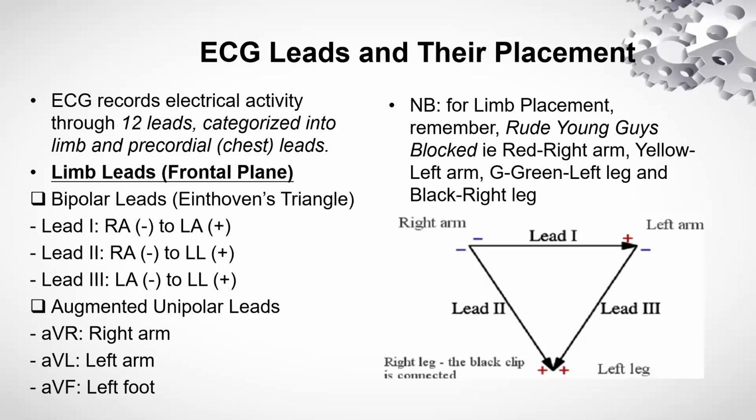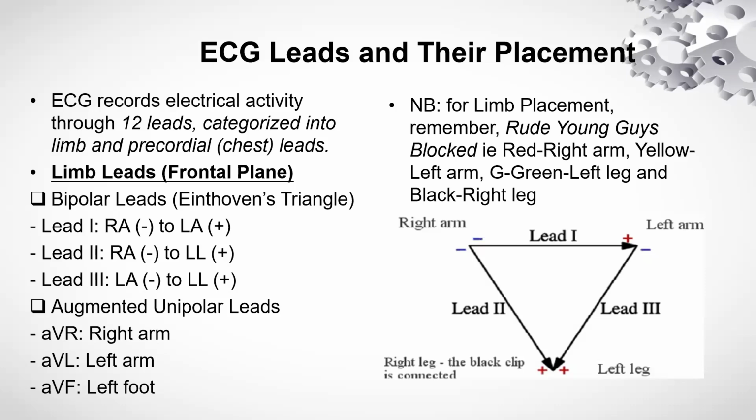So ECG records electrical activity using 12 leads, which are grouped into the limb leads and the chest leads. The chest leads are also known as the precordial leads. So let's look at the limb leads, which are usually in the frontal plane, and the bipolar leads usually form the Einthoven triangle. We're going to describe it a little more as we go on.